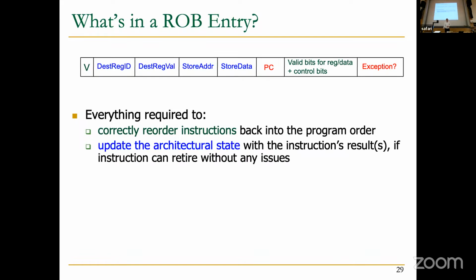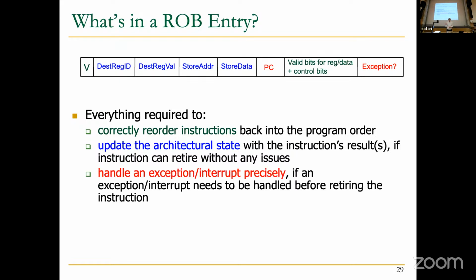Update the architectural state with the instruction's results if the instruction can retire without any issues when it becomes the oldest instruction in the machine, and handle an exception or interrupt precisely if one needs to be handled before retiring the instruction. Basically, you need everything that's needed to support this. That's why this reorder buffer is relatively large, with an entry for every instruction that's decoded but not yet retired. Once an instruction updates the architectural state and gets retired, you deallocate its reorder buffer entry so that a new instruction can be brought into the machine by decoding. Does this make sense? Okay, good.